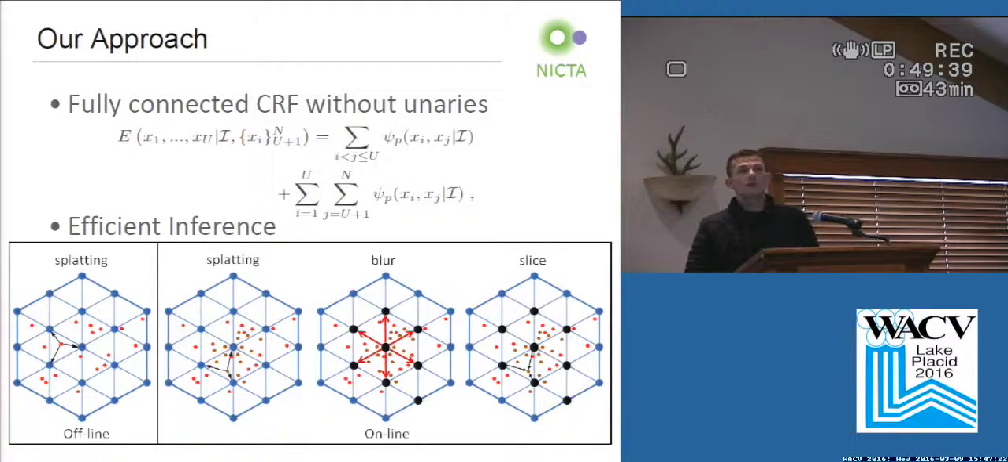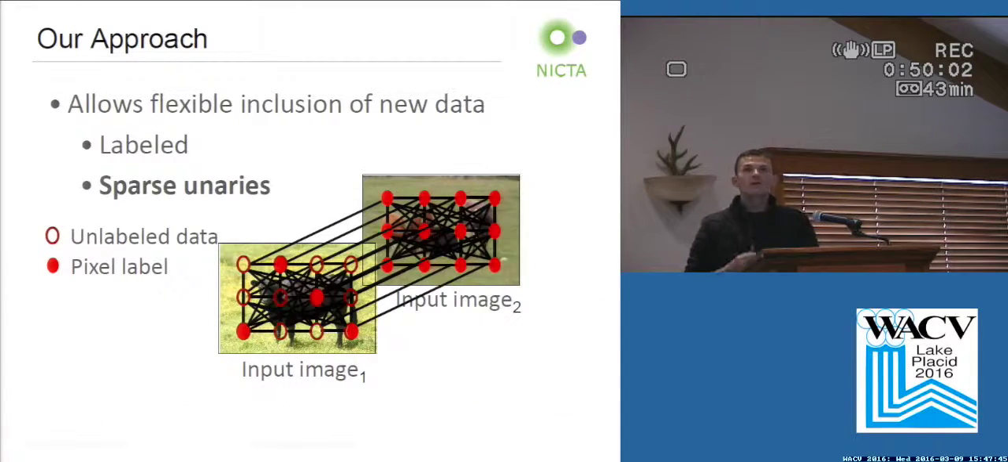And then you formulate the semantic segmentation quite similar to a fully connected CRF, with the particularity that you will not have unitaries in the formulation. Then with a slight modification to the last efficient inference method, you will see that this is still efficient. One of the advantages of our method is that this formulation allows the inclusion of new data, and this new data can come as labeled data or as sparse unitaries if you have time to run a classifier on some of the data points.